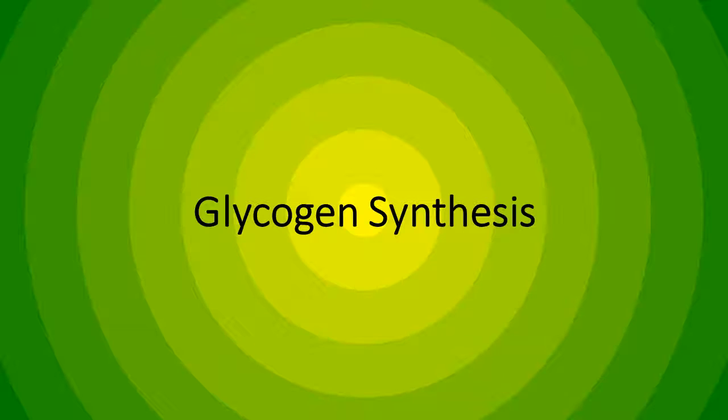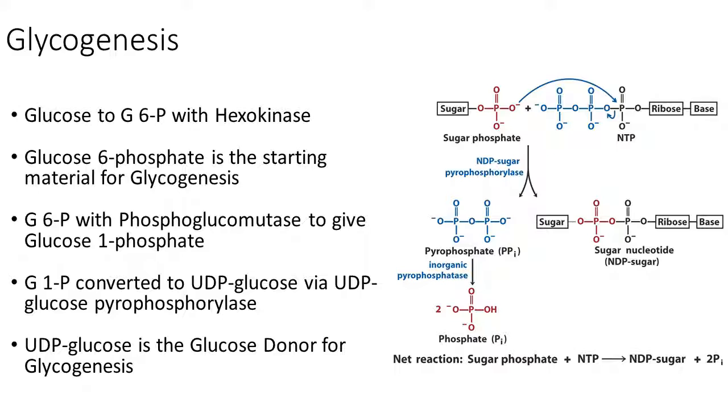Glycogen synthesis, otherwise known as glycogenesis. Glycogenesis starts off with excess glucose in the body, and this is the exact reason why endurance athletes such as marathon runners or triathletes do carbohydrate loading, or carbo-loading for short. They seek to maximize the storage of glycogen in their muscles and liver.